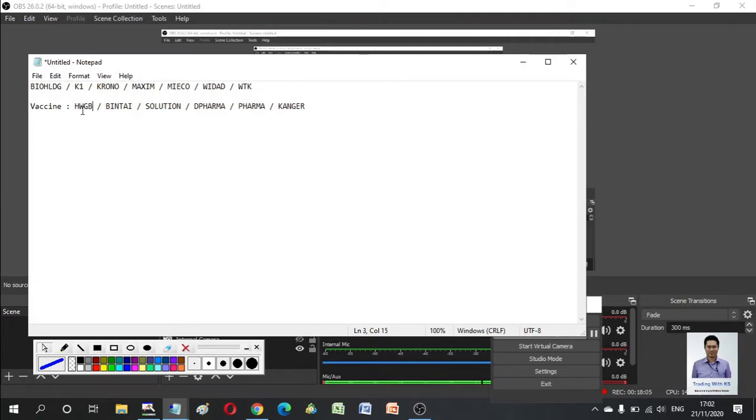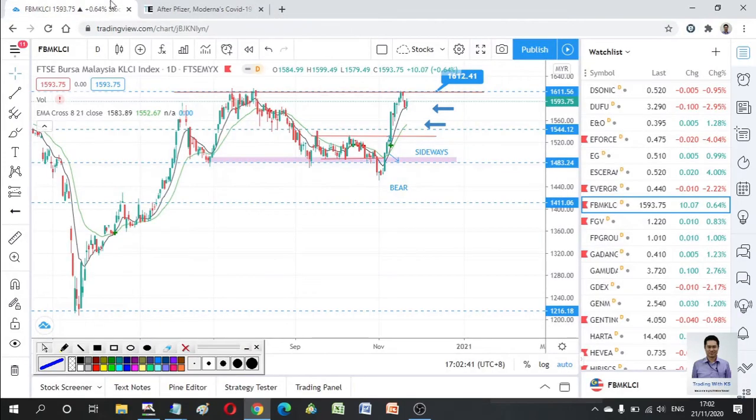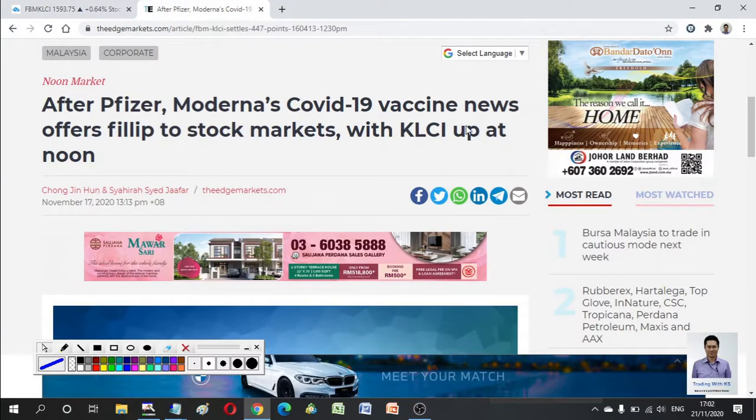We talk about the vaccine stock. Of course recently, the stocks that people are watching, due to the news, are the vaccine stocks. So these are the vaccine stocks that are highlighted. Let's take a few and discuss, to see whether there's any opportunity in the vaccine stocks. Okay, Hoa. Let's take a look at Hoa.